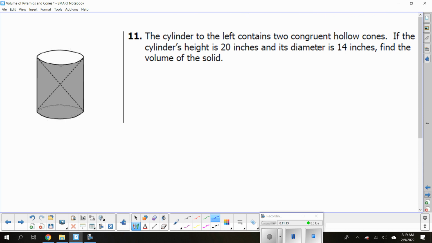Okay, let's look at number 11. The cylinder to the left contains 2 congruent hollow cones. If the cylinder's height is 20 inches and its diameter is 14 inches, find the volume of the solid.